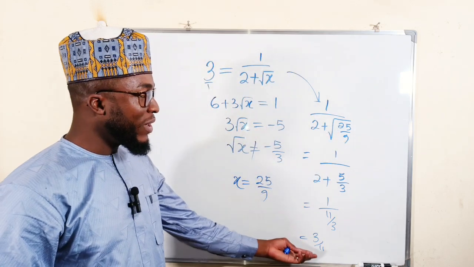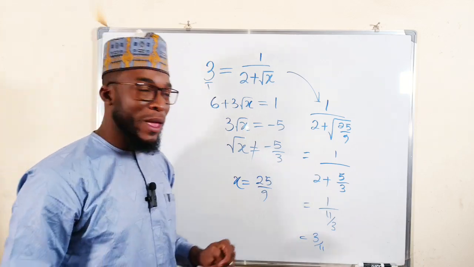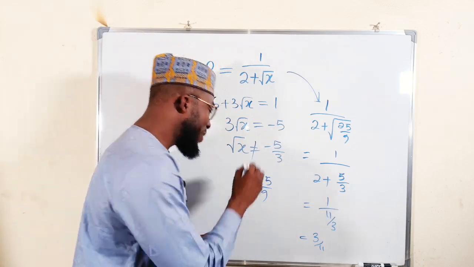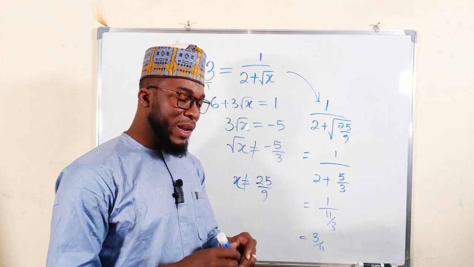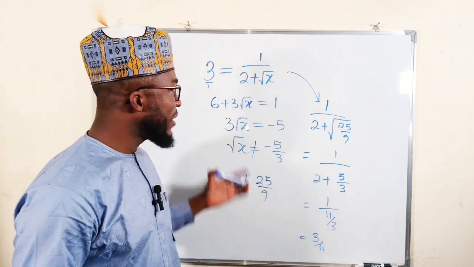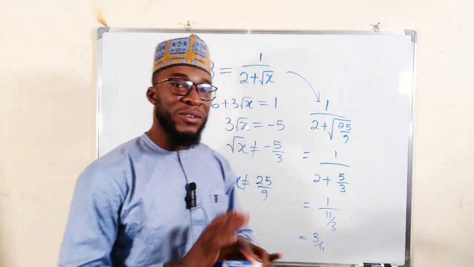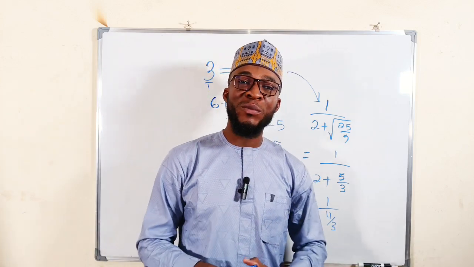And 3 divided by 11 is not the same thing as 3. And hence, x cannot be equal to 25 divided by 9. And we conclude that the whole equation has no solution in the set of real numbers.